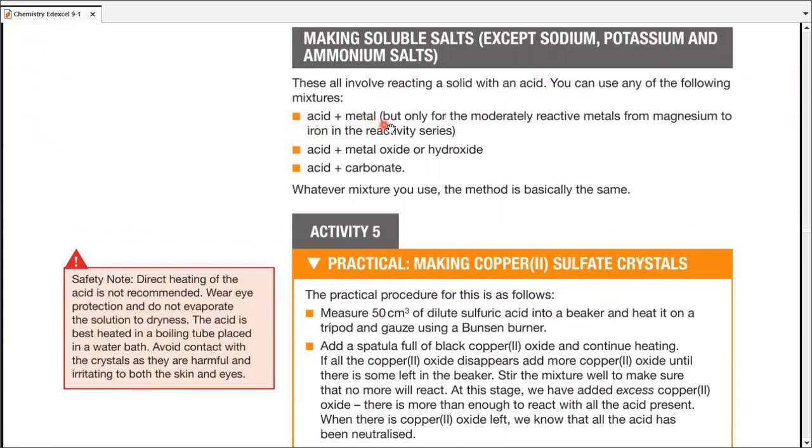So consider acid reacting with a metal or metal oxide or hydroxide or carbonate. Remember, all of these should be present in solid form with the acid. Don't forget, when it comes to metal plus acid reactions, only the moderately reactive ones from magnesium to iron in the reactivity series can be used. Anything lower than hydrogen won't react. Anything above magnesium is too violent to react, so we do not perform those experiments in the school lab. Be it sodium, calcium, or potassium, they're too reactive, so we're not going to consider them.